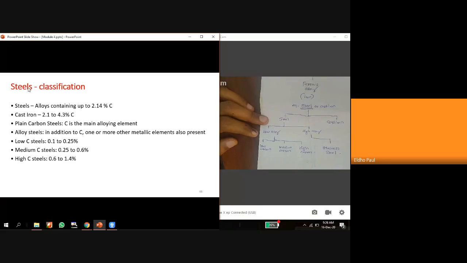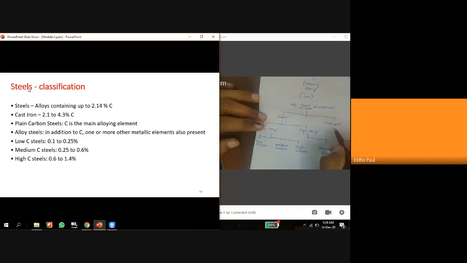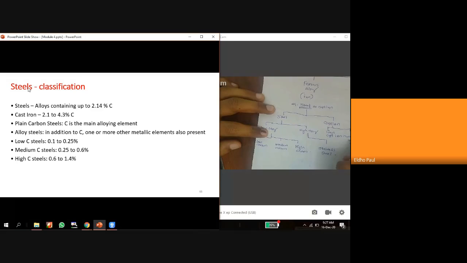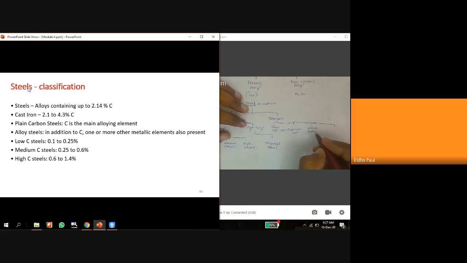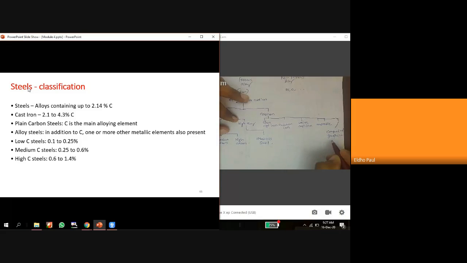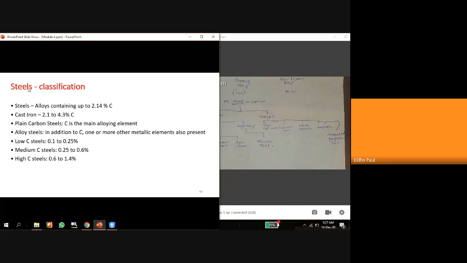And of course, cast iron is also divided into different types. The first one is gray cast iron, then nodular cast iron, white cast iron, malleable cast iron, and finally compacted graphite iron. We will study these different types of cast iron in the coming lectures. So this is the classification of different ferrous alloys.